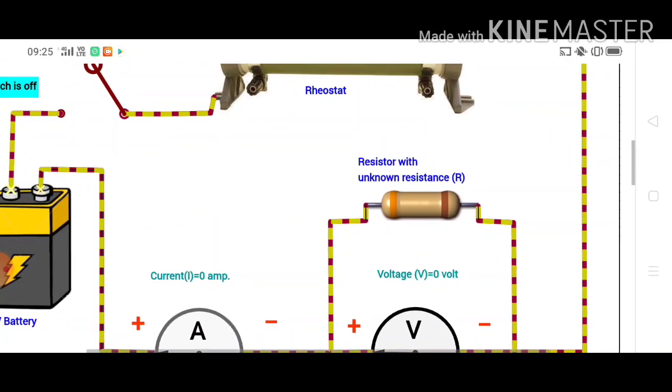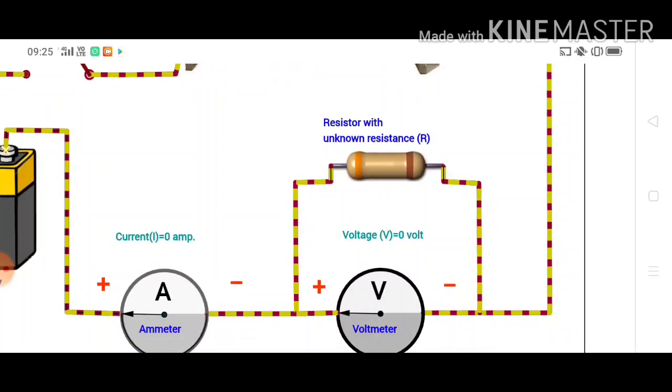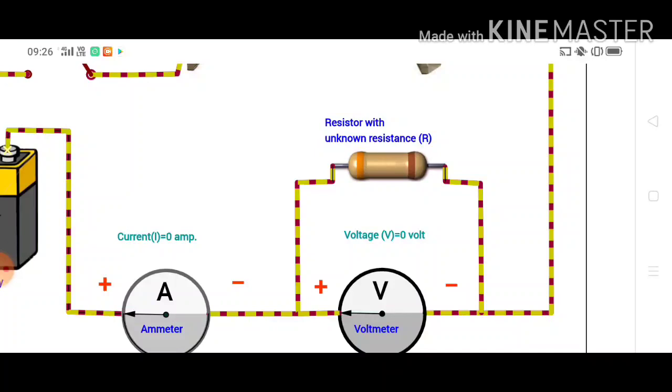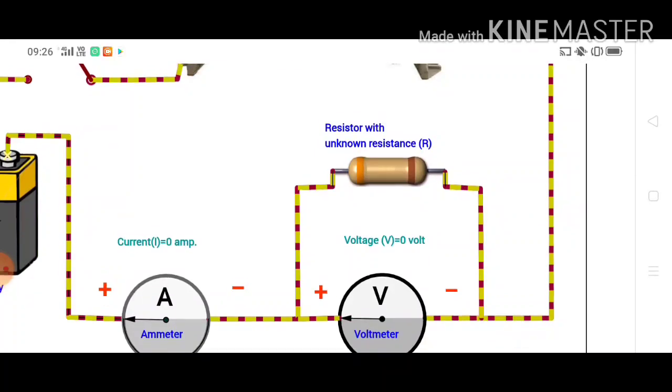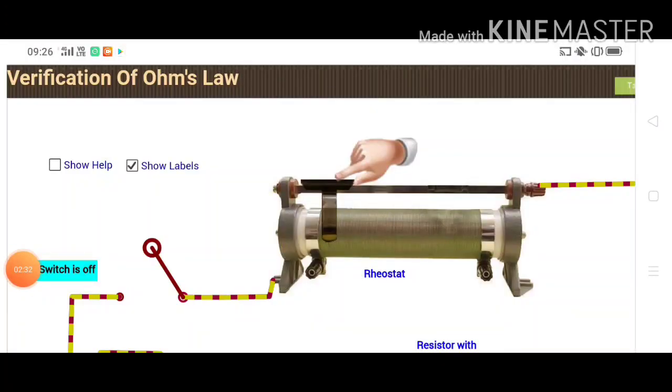There is a battery, there is an ammeter and a voltmeter. The ammeter obviously measures the current. Presently it is at 0. The voltmeter has been connected in parallel across an unknown resistance R. Voltmeter, as we all know, is always connected in parallel, and it measures the applied potential difference. Presently the switch is in the off state, so no current is shown by the ammeter, and obviously the potential drop is 0.